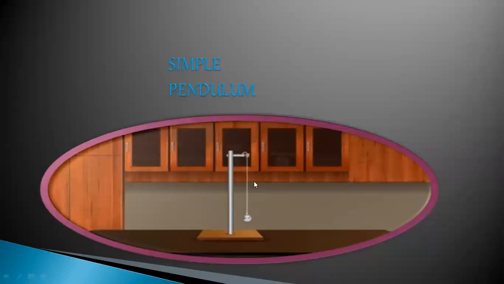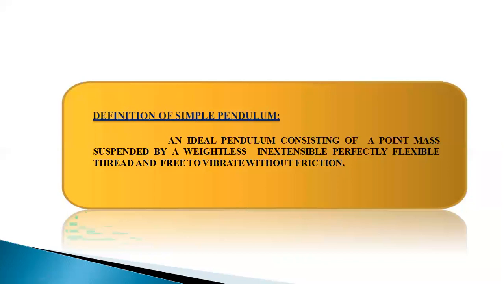This is the practical simple pendulum, which is nearest to the ideal simple pendulum. It is supported by a silk thread. Next, the definition of a simple pendulum. An ideal pendulum consisting of a point mass suspended by a weightless, inextensible, perfectly flexible thread and free to vibrate without friction. A simple pendulum is a heavy point mass suspended by a weightless, inextensible and perfectly flexible string from a rigid support. This is known as a simple pendulum.